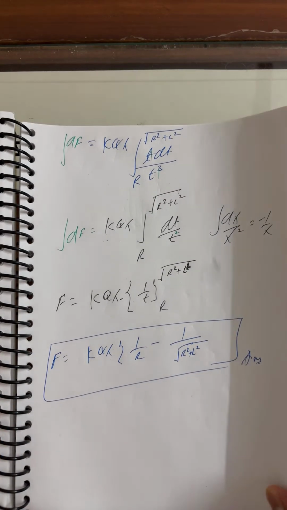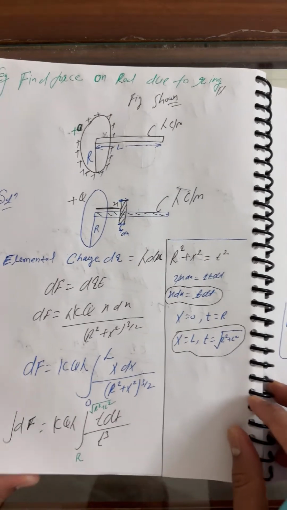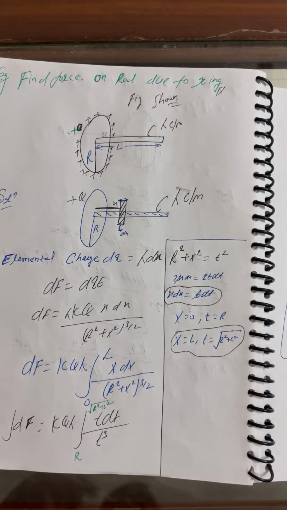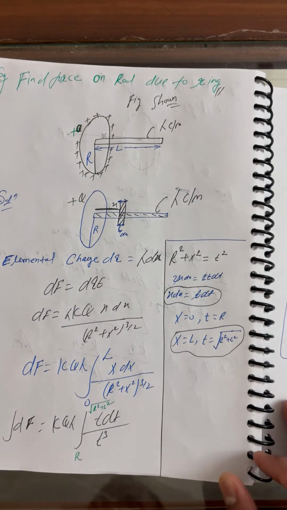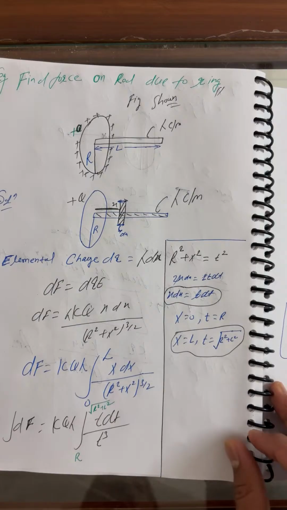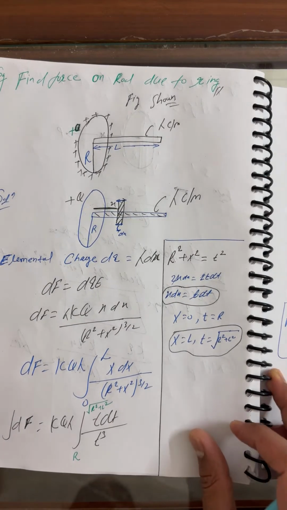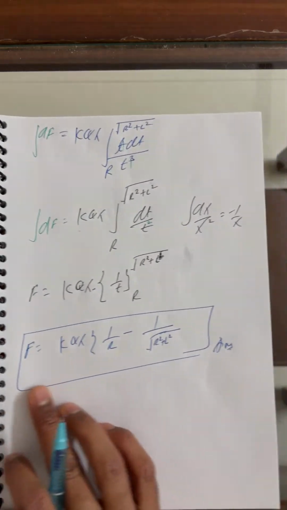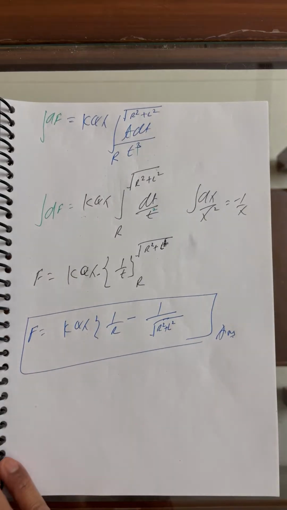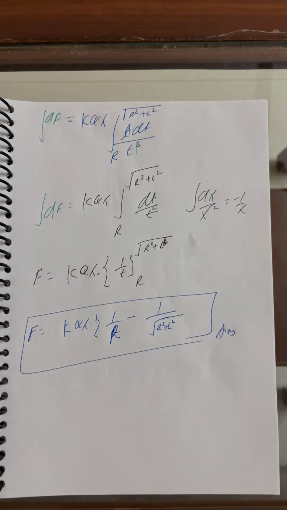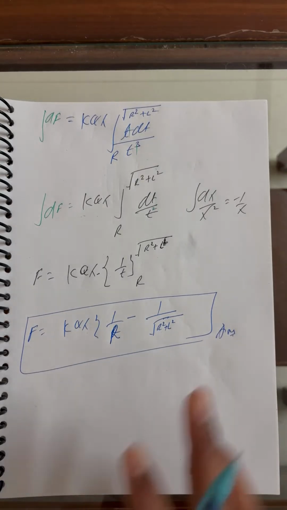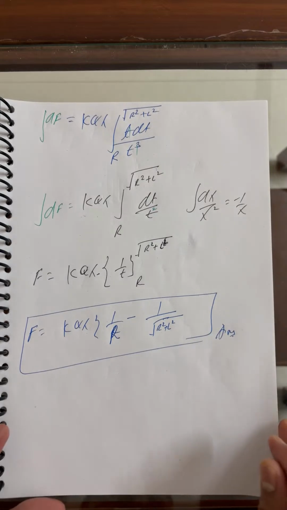So this is the answer of this question. This is the question here, have a look. Here we have to find the force on the rod due to the ring. So this is a uniformly charged ring, and the rod has length L, lambda coulomb per meter. So we have to find the force on the rod. So this is the force, k Q lambda into 1 upon R minus 1 upon R square plus L square. This is the answer for this question.